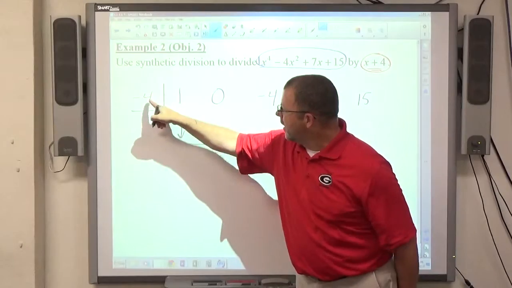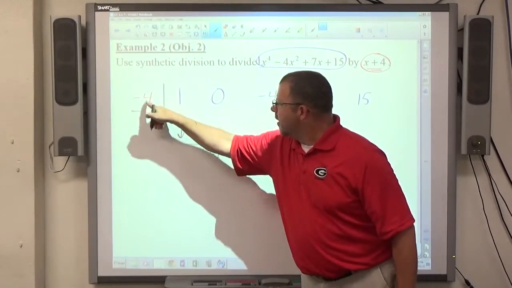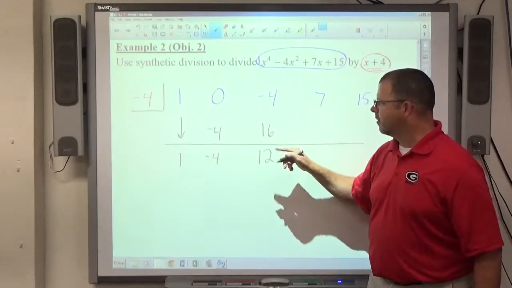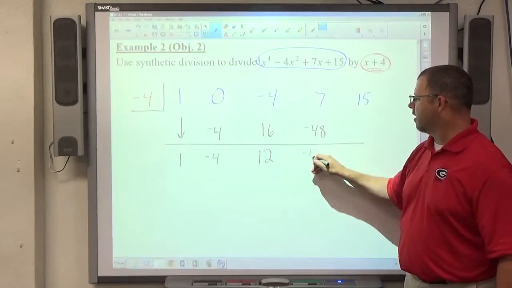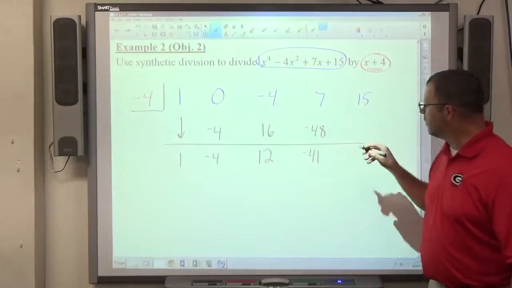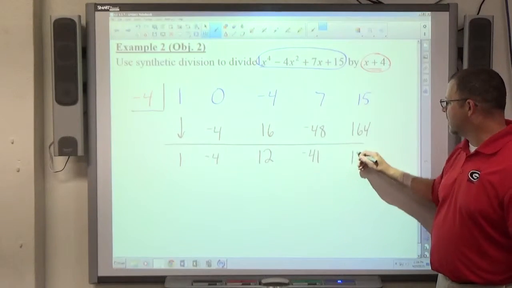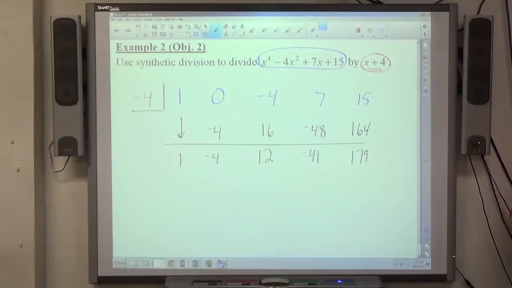So we perform it. Negative 4 times 1 is negative 4. 0 minus 4 is negative 4. Negative 4 times negative 4 is positive 16. Negative 4 and 16 make 12. Negative 4 times 12 is negative 48. 7 and negative 48 is negative 41. Negative 4 times negative 41 is 164. 164 and 15 is 179. So I just performed the division right there.